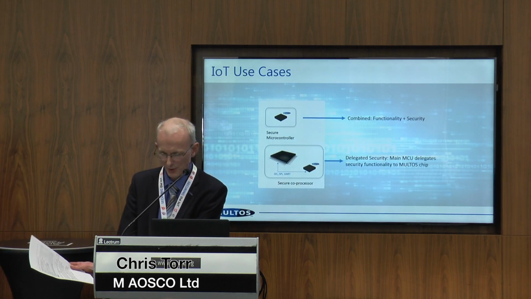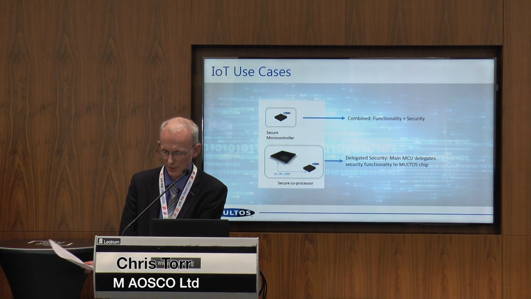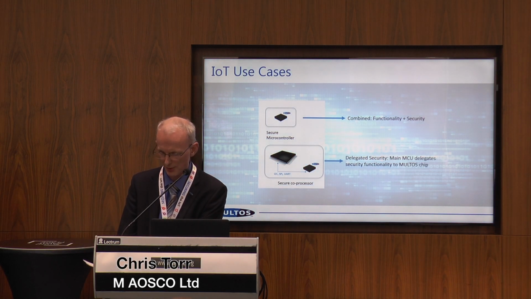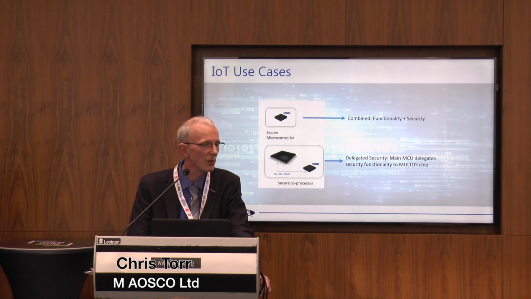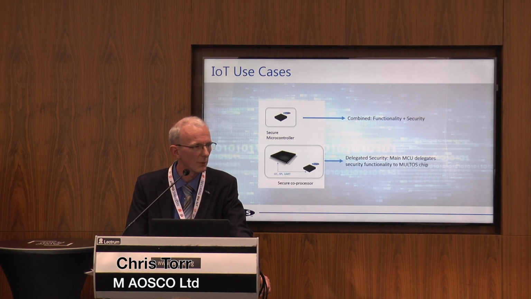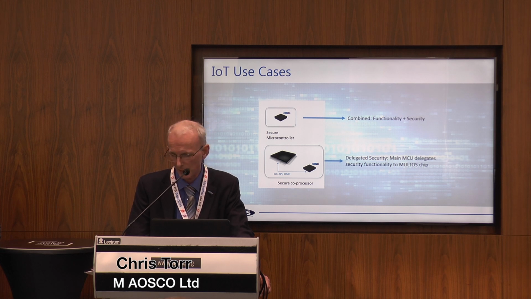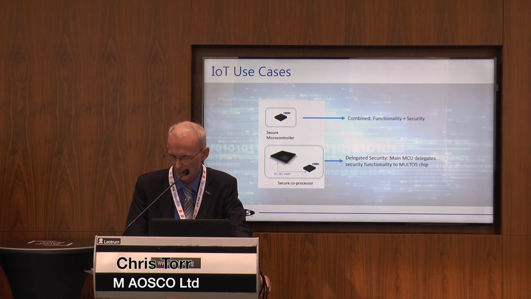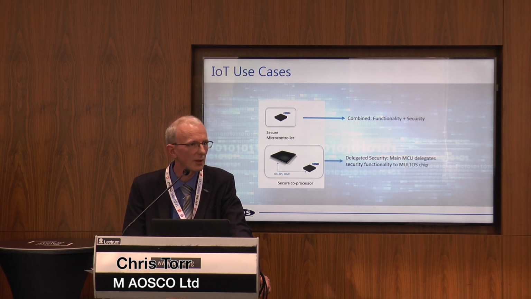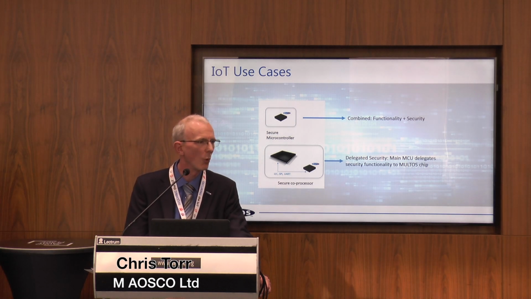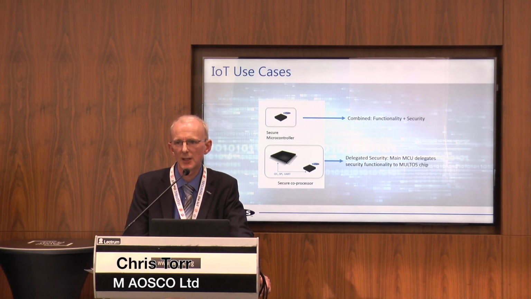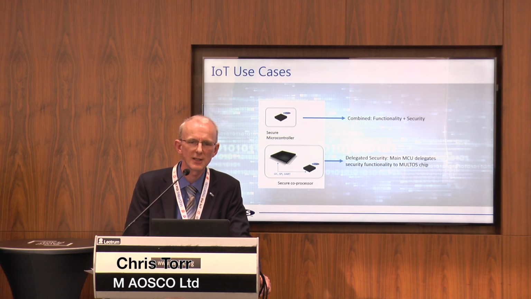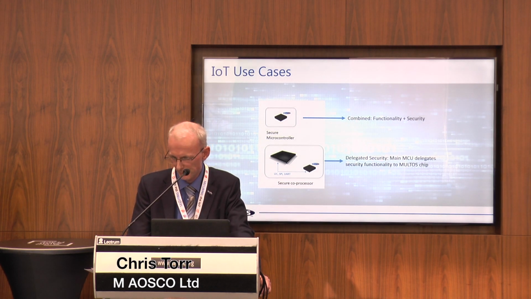Right. So there are essentially two ways to use secure micros in an IoT device. In the simple ones, you can use it as the main microcontroller. So with MAOSCO, you can combine the functionality of the microcontroller itself, whether it's taking readings or actuating devices, with all the security functionality as well. The second way is, if you've got something more powerful, or your particular chips you want to use, you can delegate the security tasks to your secure microcontroller.